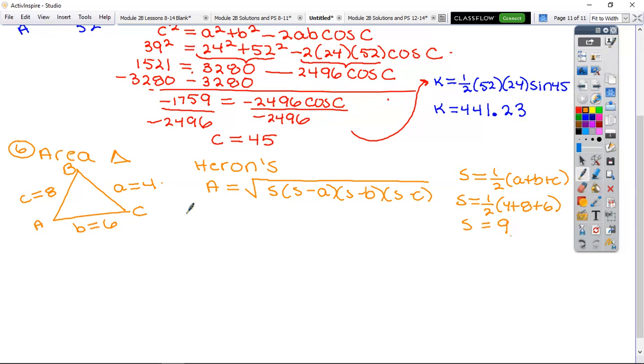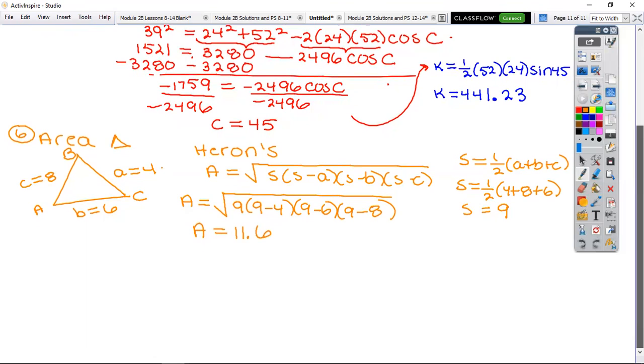So then we sub in. And I do square root, and this is all I gotta show. 9, 9 minus 4, 9 minus 6, 9 minus 8. All right. Anyone have that answer yet? 11.6, thank you. I'm not worried with the calculator part. Okay. How's Heron's formula? Pretty good? And again, you can make use of that anytime you find three sides.